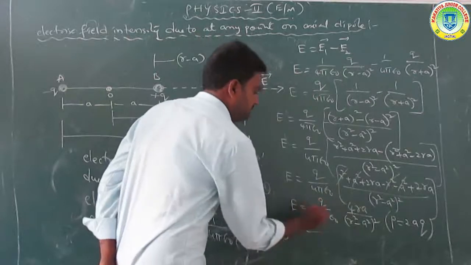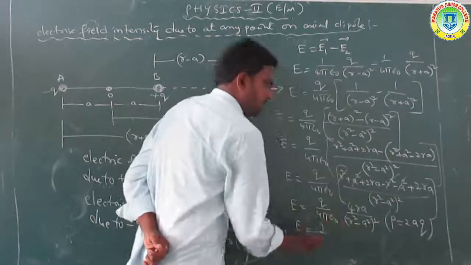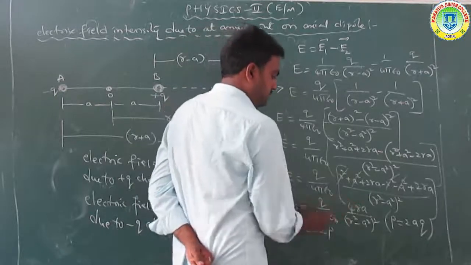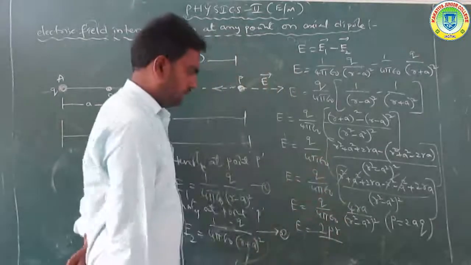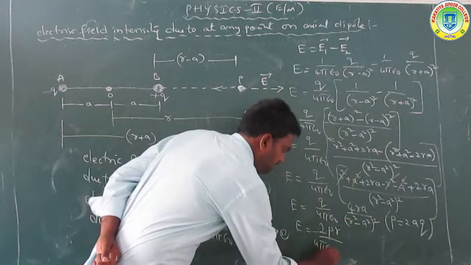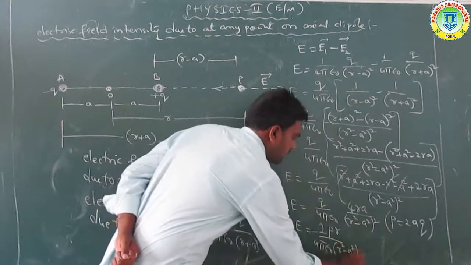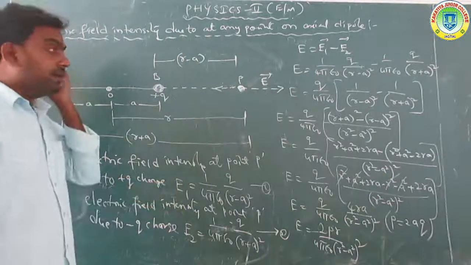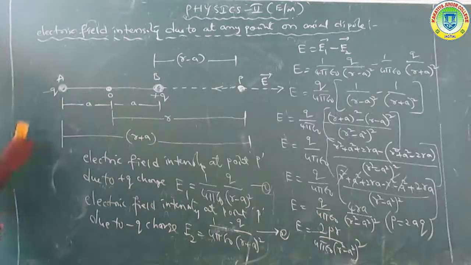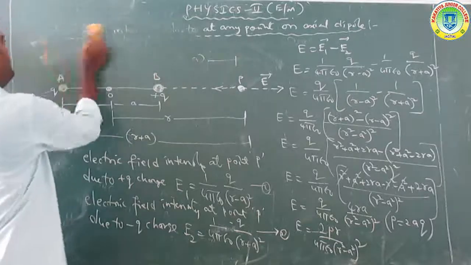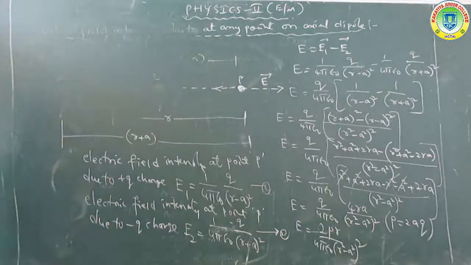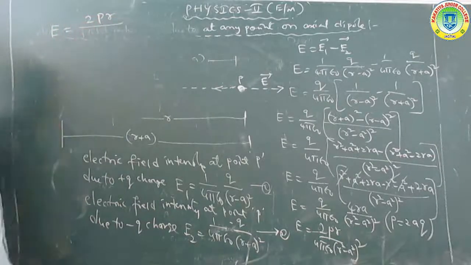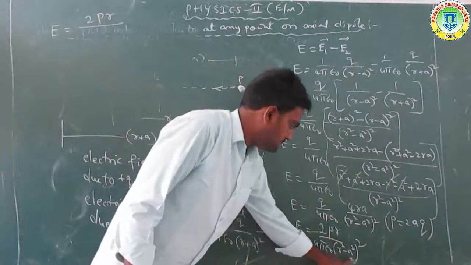And so in E we have taken 2AQ. So E is equal to, P is nothing but 2AQ, with the remaining R, so 4 pi epsilon (R square minus A square) whole to the power of square. If a condition is taken, then E is equal to 2PR by 4 pi epsilon (R square minus A square) whole to the power of square.